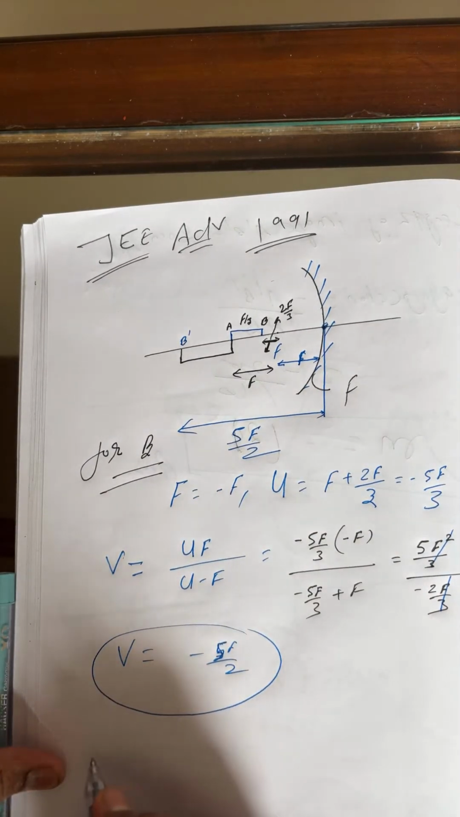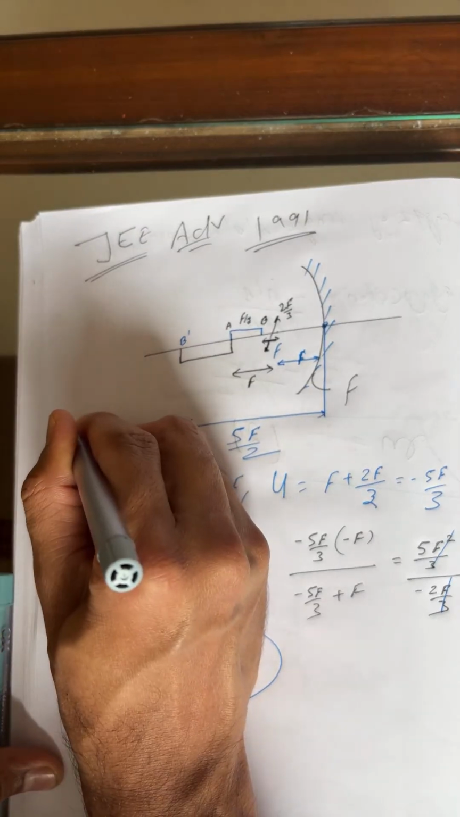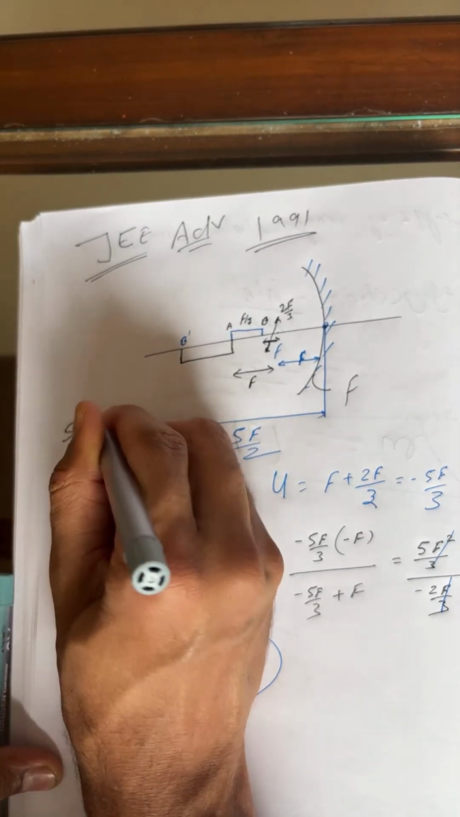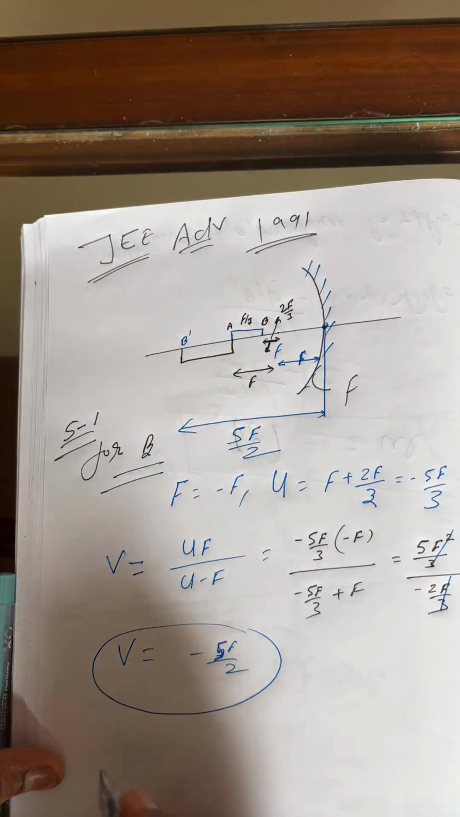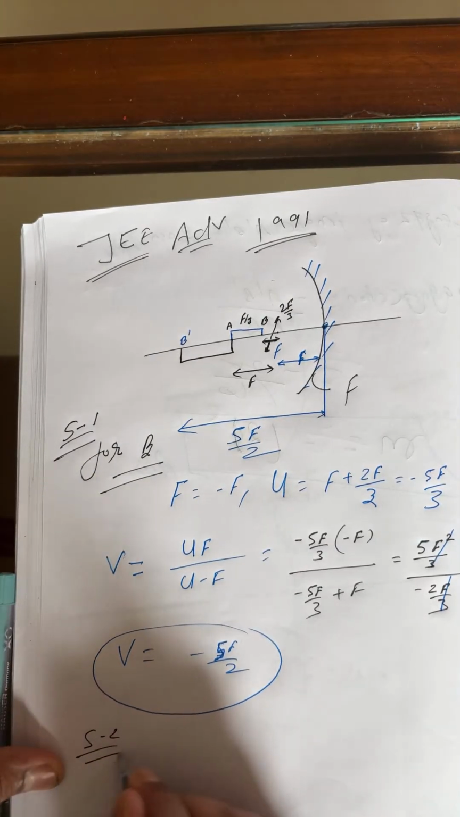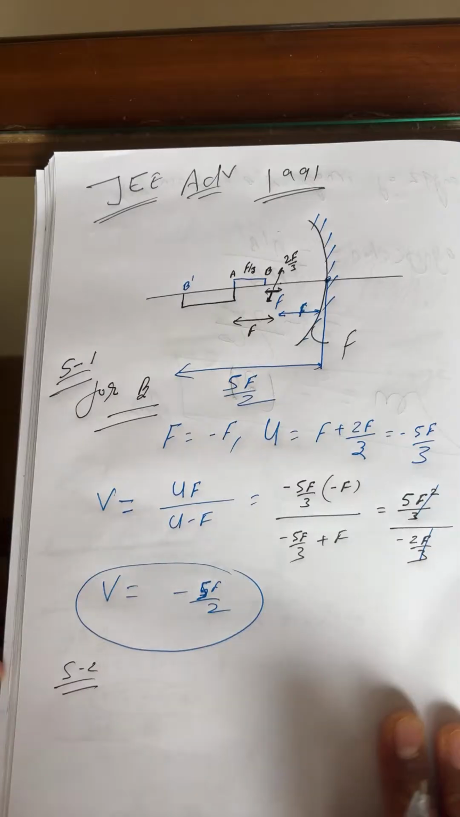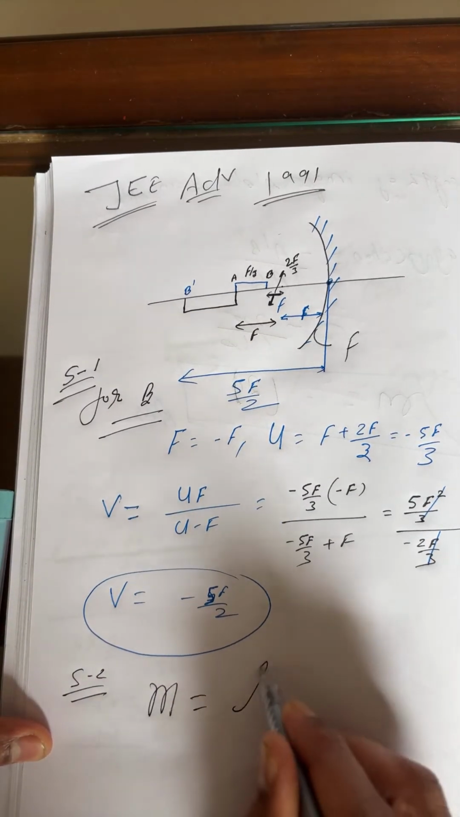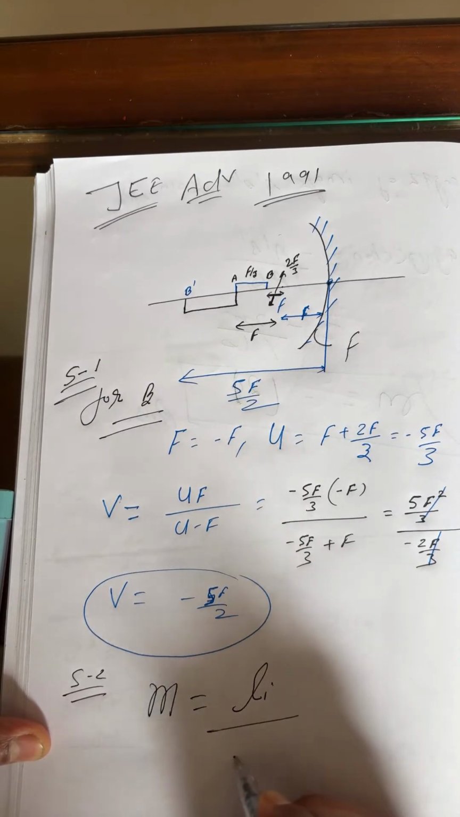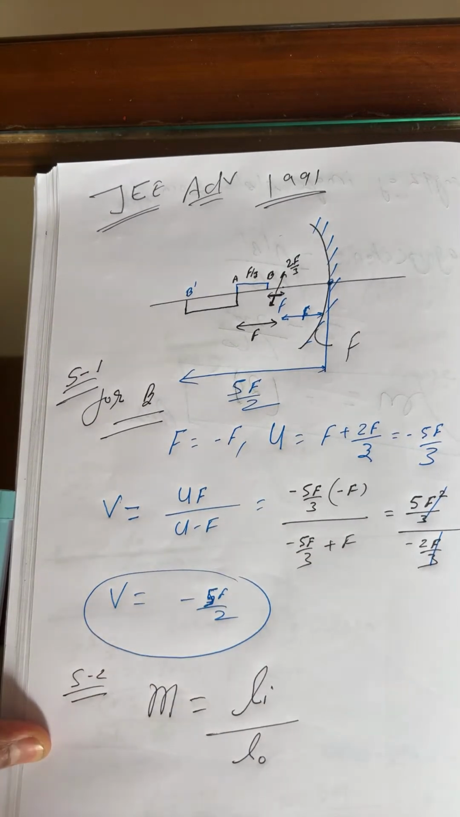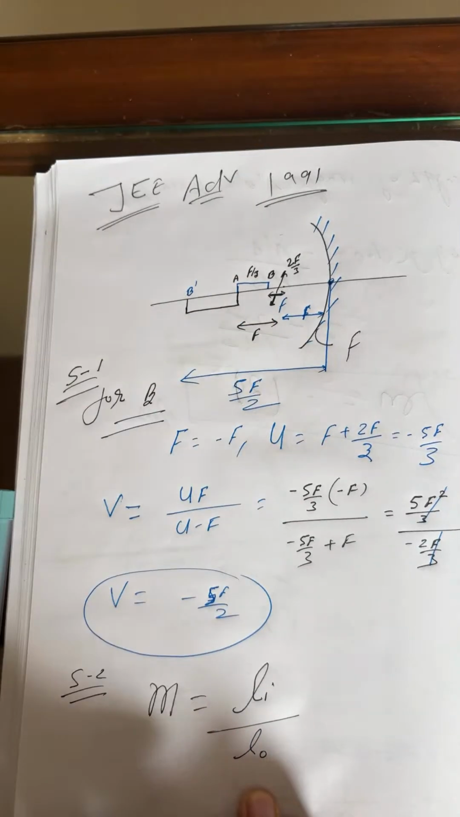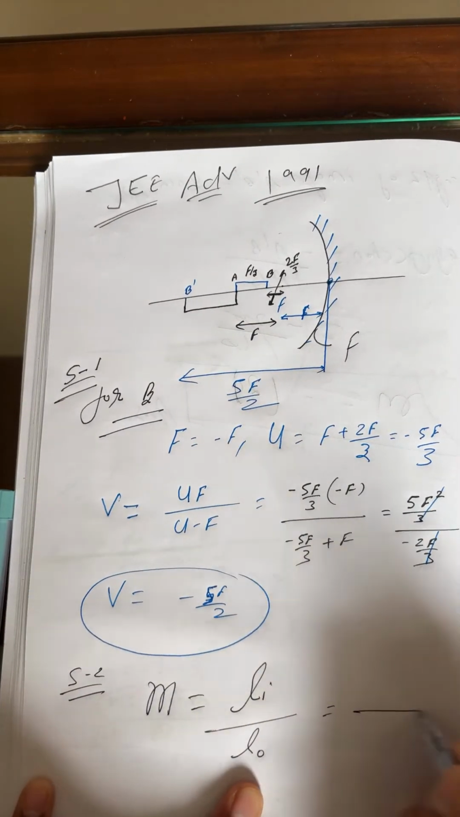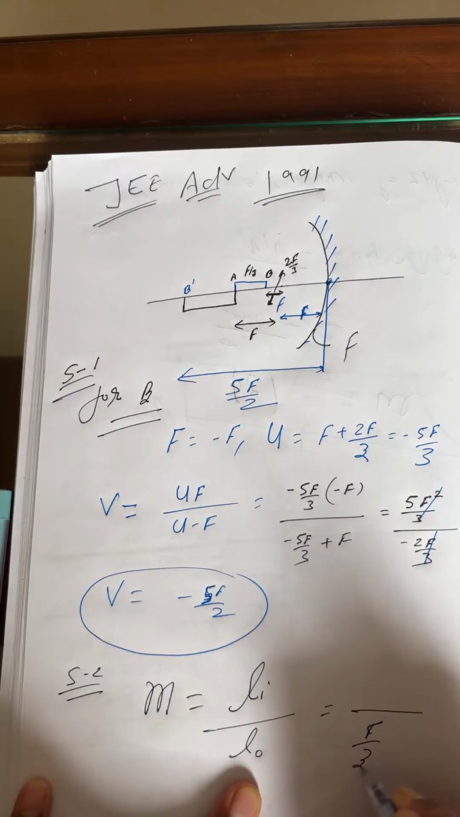So I hope all of you remember, the entire calculation you can consider as step 1 for this question. In step 2, I'm going to calculate the magnification. So what's the magnification? This is the length of image upon length of object. The length of the object is known from the question. This is nothing but f by 3.